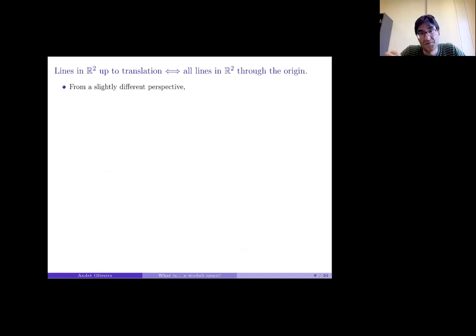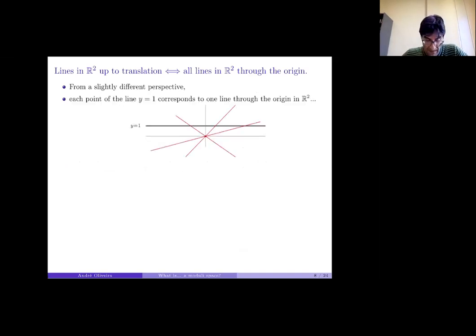take a slightly different perspective of the same problem. So we're still looking at all lines in R2 through the origin, and now consider the line y equals one. Each point of the line y equals one corresponds to exactly one line through the origin, right? And all lines through the origin are obtained this way, except this one. The line y equals zero does not define any point in the line y equals one, right?